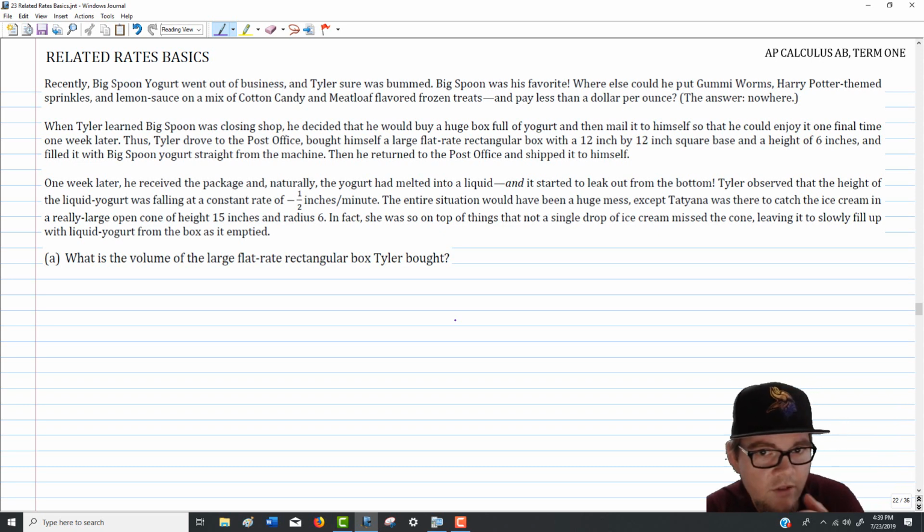So the big thing to pay attention to, outside of the story about Tyler, this was Tyler Blake, an all-time great baseball player at Franklin, who I coached from when he was, I think, 11 or 12. He decides to go to Big Spoon Yogurt, which is going out of business, and buy a whole bunch of yogurt, and then mail it to himself, so that way he can enjoy Big Spoon Yogurt after it's closed.